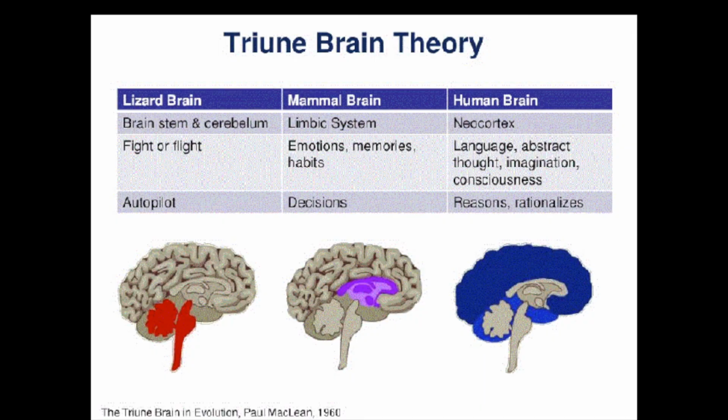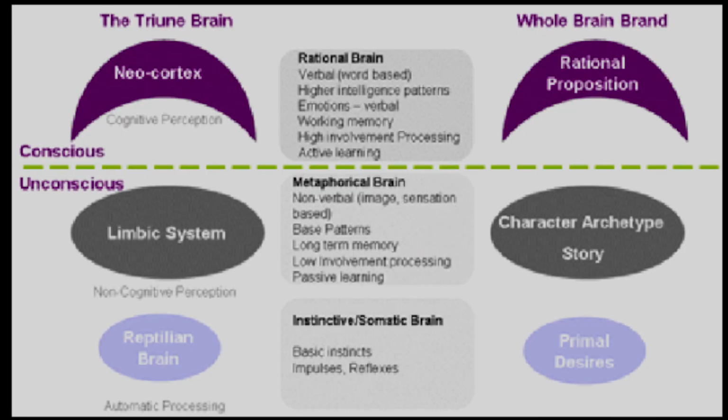And here we have another way of looking at it, and I want to focus between the triune brain and the conscious and the unconscious. The neocortex is our conscious brain. The limbic system and the reptilian brain are our unconscious brain.